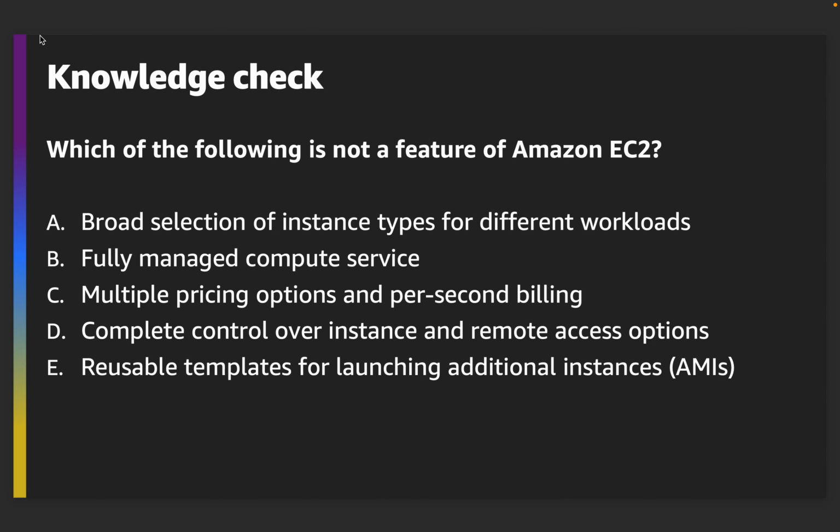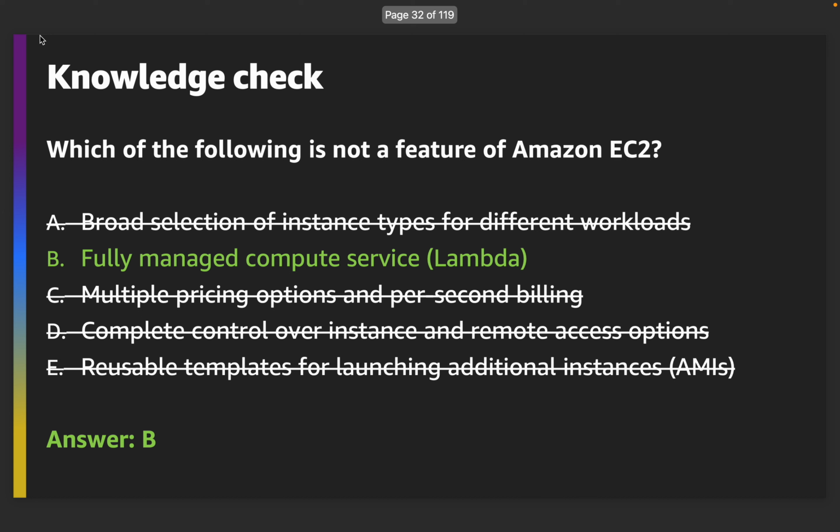Knowledge check: which of the following is not a feature of EC2? Okay, so we are just going to check the knowledge. The options: wide selection of instance types for different workloads, fully managed compute service, multiple pricing options, per-second billing, compute control over instances, remote access options. I think option C from my side, fully managed compute service like Lambda, which is not a feature of EC2.